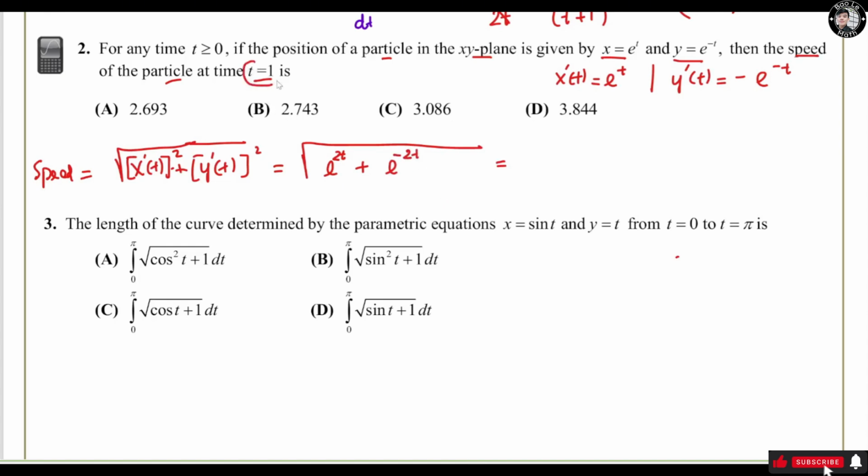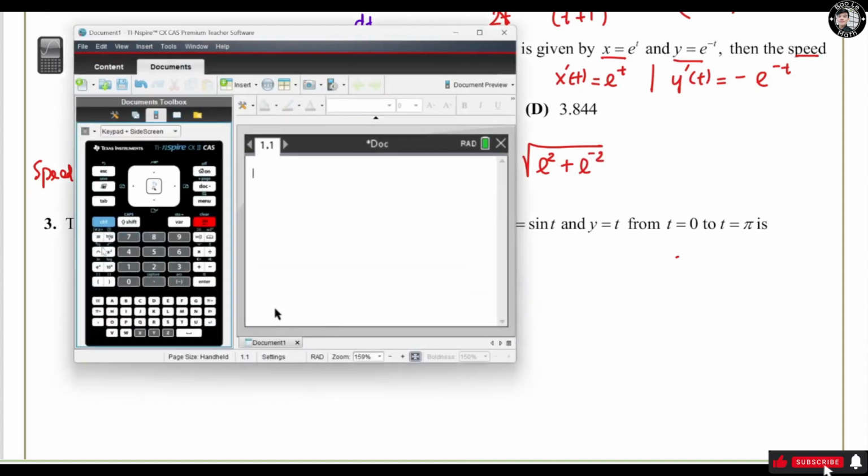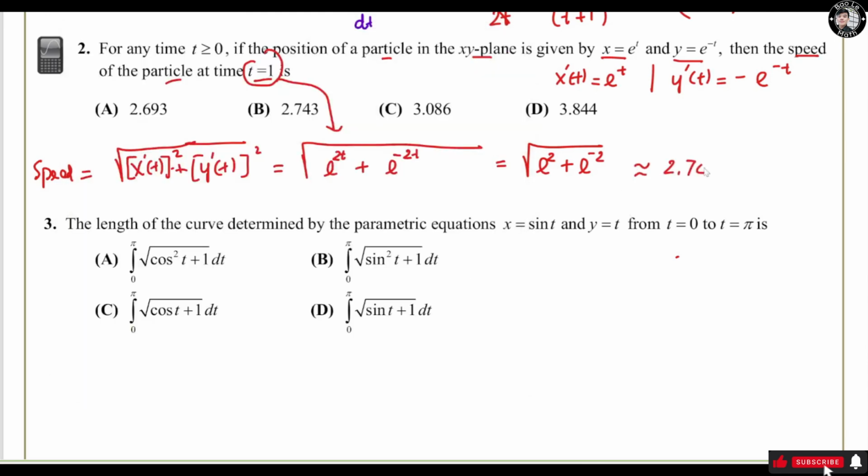Now we substitute 1 for t into this expression, so we have the square root of e squared plus e to the negative 2. Now we're going to pull up the calculator. Press Control and the button right here to put the square root sign, then e squared plus e to the negative 2. Press Control Enter. It's going to be 2.743. So the answer is B.